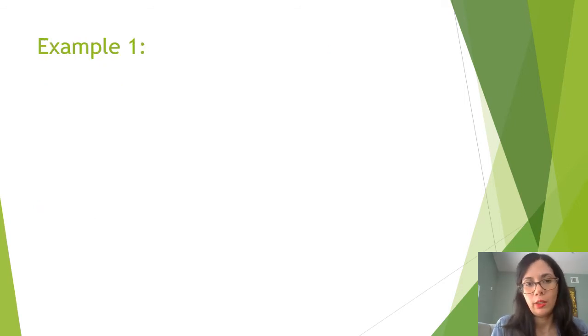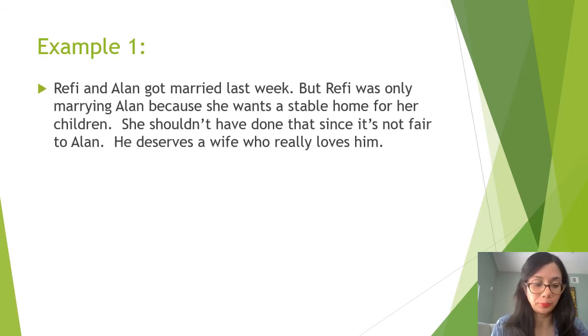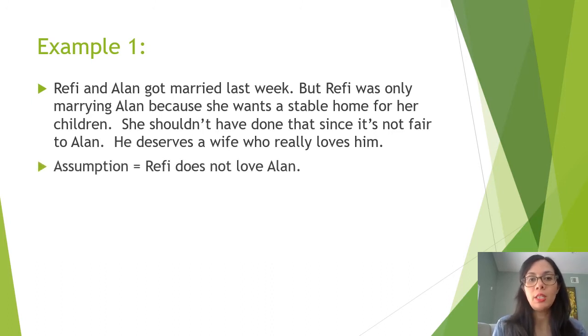For example, Reffy and Alan got married last week, but Reffy was only marrying Alan because she wants a stable home for her children. She shouldn't have done that since it's not fair to Alan. He deserves a wife who really loves him. The author's giving all these reasons why Alan didn't deserve for that to happen to him. But it's all based on a huge assumption. And that assumption is that Reffy does not love Alan. Notice it's nowhere stated in the passage. The author just assumes it to be true.